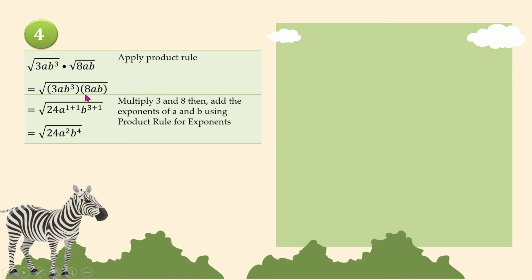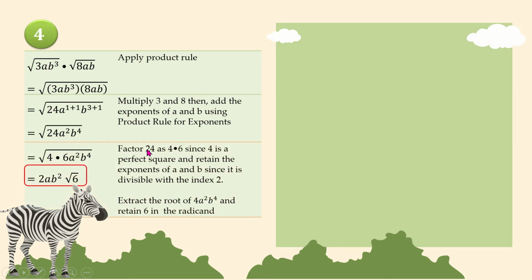Then add exponents of a and b using the product rule for exponents. So 3 times 8 is 24. A times a is a squared, the product rule for exponents. So multiplying variables of the same base, we add exponents. So a times a is a squared. B cubed times b is b cubed plus 1, or b to the fourth.